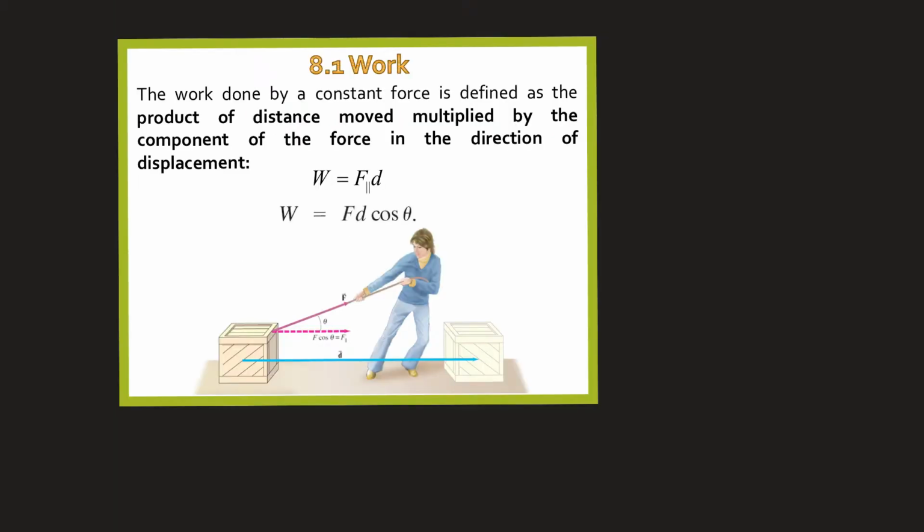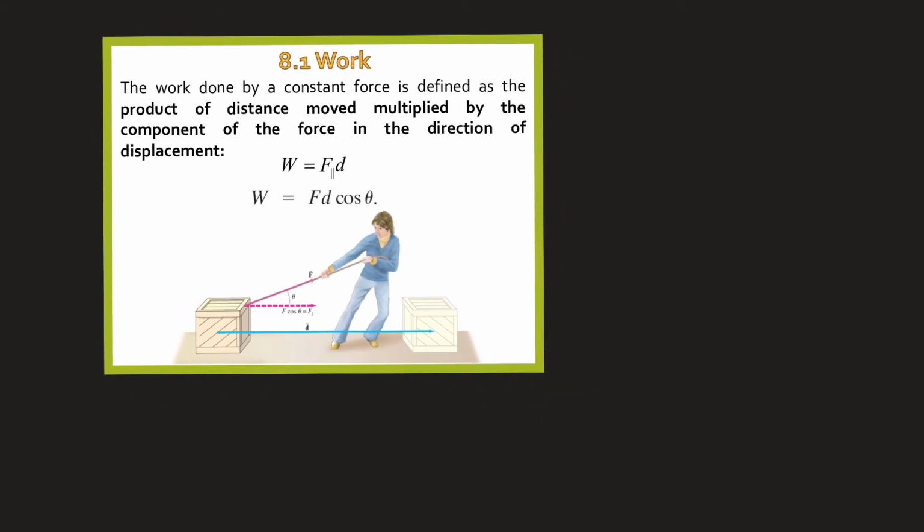When it comes to work done, the formula is going to be work equals force times distance. Work equals force times distance. But you need to be extra careful, which means that you need to find the force that is basically parallel to the displacement.